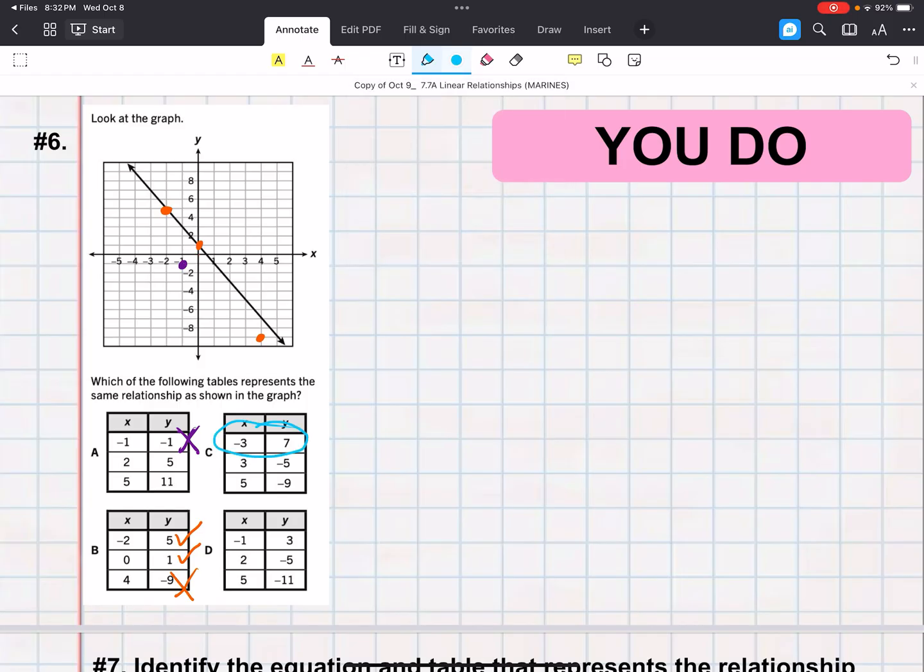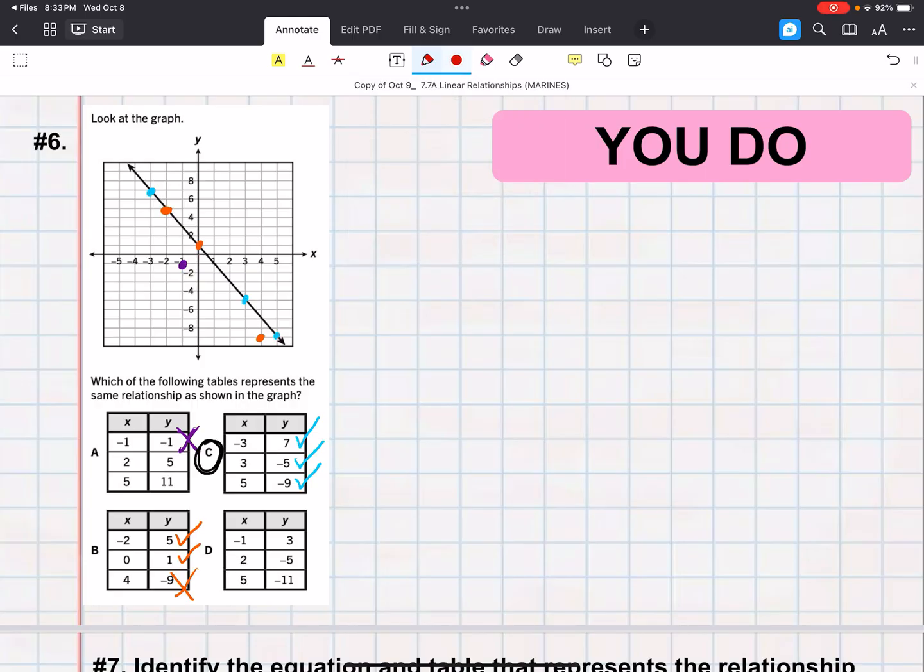When X is -3, Y is +7. So I'm going to the left 3 and up 7. That did fall on our line. Next ordered pair, when X is +3, we go to the right 3 and then down 5. That did fall on our line. And then lastly, when X is 5, Y is -9. That also did fall on my line. So here I can already tell that my answer is going to be C, but let me just check D to make sure.